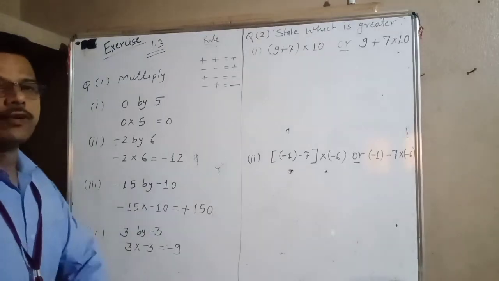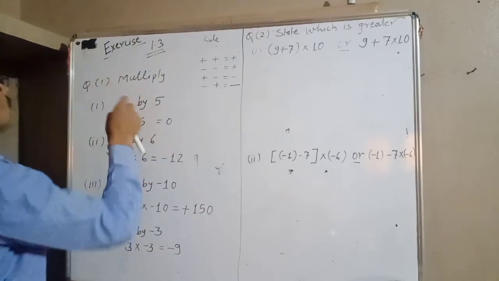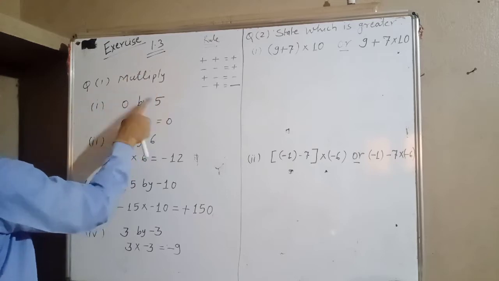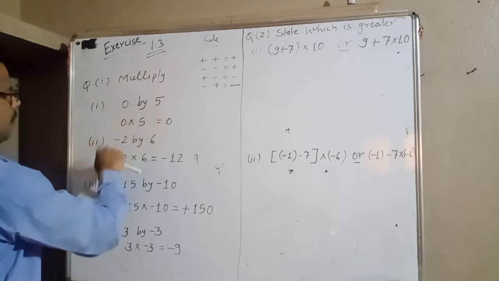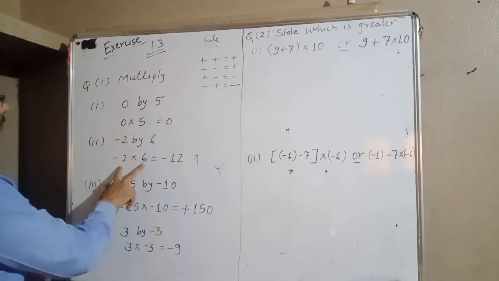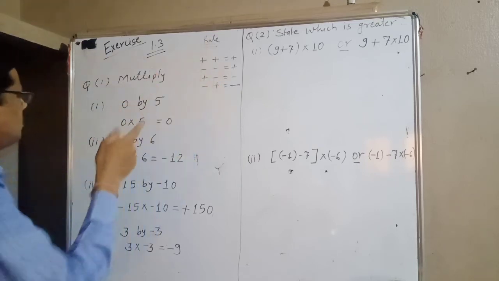Good morning, students. Today we are going to learn multiplication of two integers. How should we multiply? Exercise 1.3, question number first. Multiply. We have to multiply 0 by 5. Before starting this exercise, I would like to make clear that when we multiply two integers, first we have to multiply their signs. These are the rules which we have to keep in our mind.